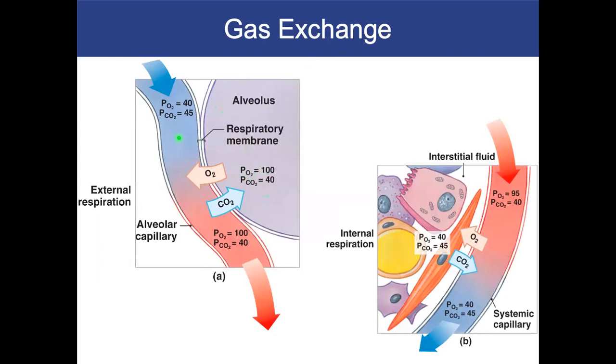So this is oxygen level. You may think that this is percent, but it's actually not percent. I believe it's in torr. Sorry, I totally forgot my train of thought. And so the amount of oxygen coming in is 40 units. CO2 is 45. At the lungs, oxygen is 100. CO2 is 40.